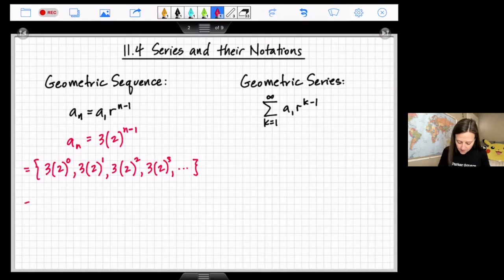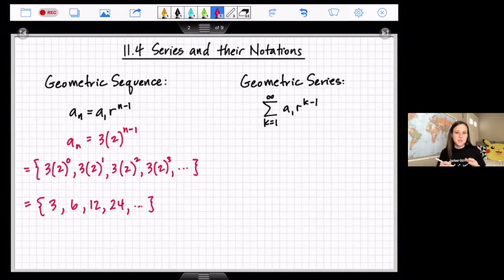So for this one, these would be the numbers. Let's see, 3 times 2 to the 0, 3 times 1. 3 times 2 is 6. 3 times 2 squared, 3 times 4 would be 12. And then the next one would be 24. And remember, the hallmark of a geometric sequence is that the consecutive terms are multiplied by that common ratio.